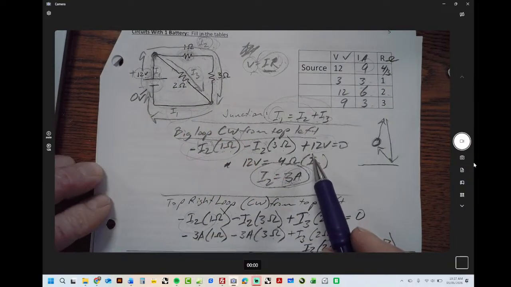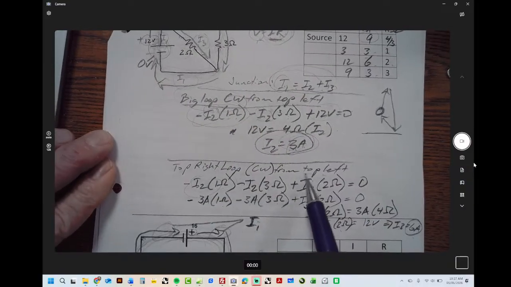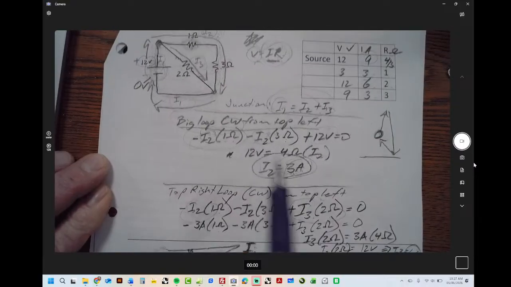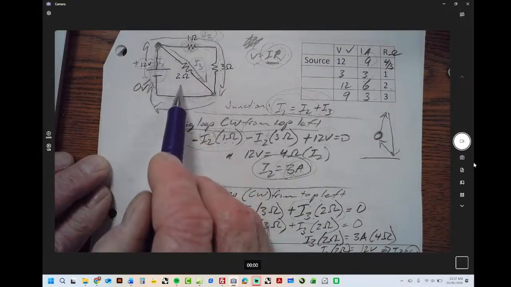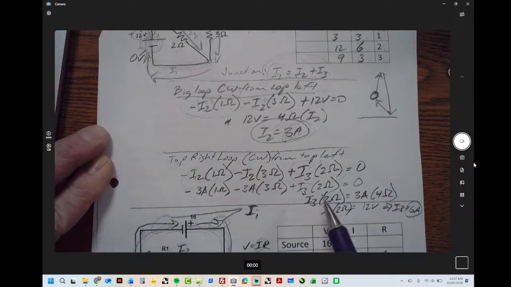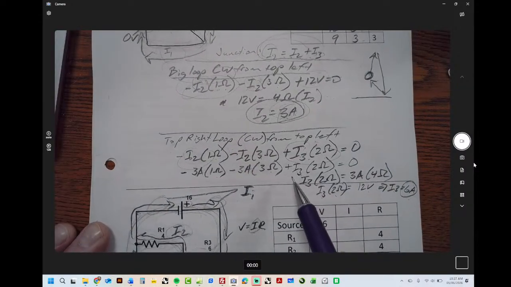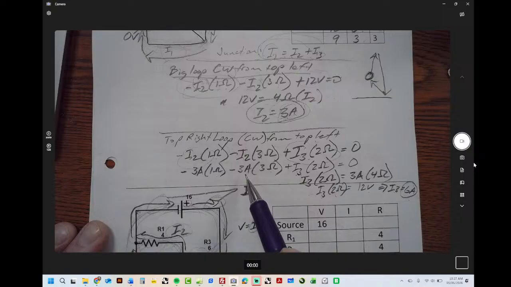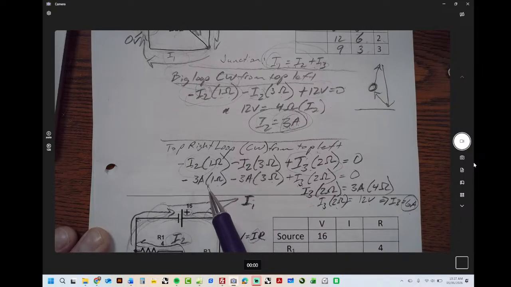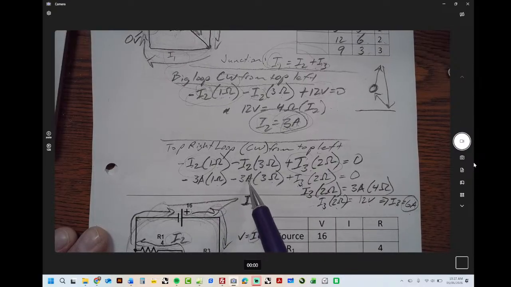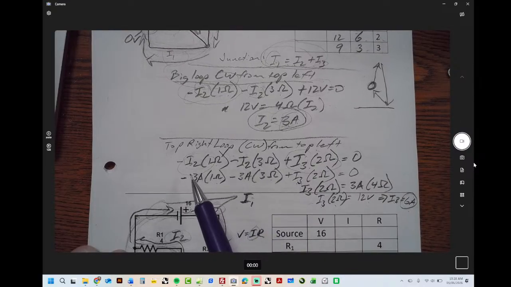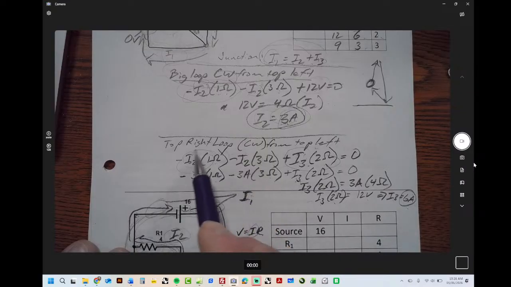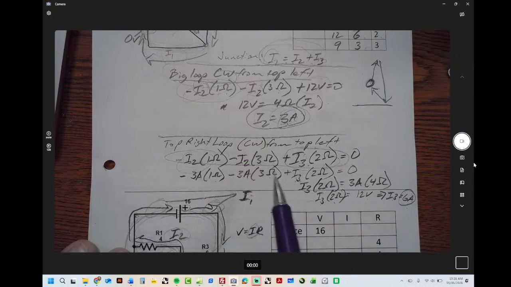So that's why this is I3 times 2 ohms. There's I3 times 2 ohms, but it's plus, it's not minus. So let's see, I've got I3 in here, and something's funny. I wrote something funny here. This says, oh wait, sorry, I'm looking at the wrong line.